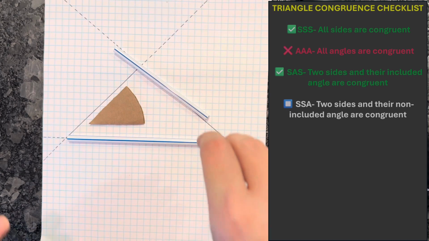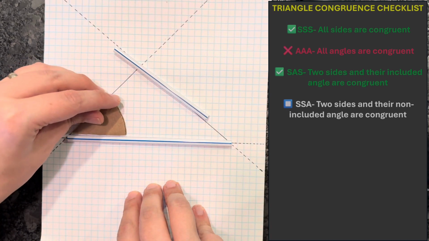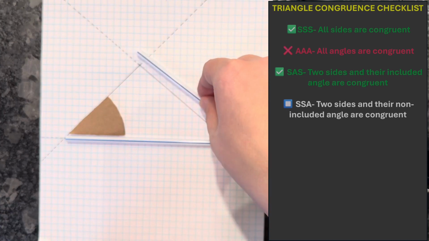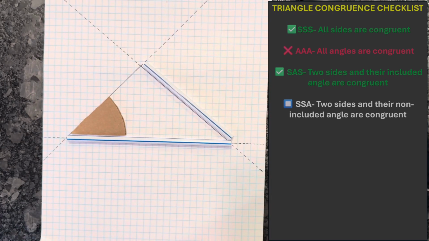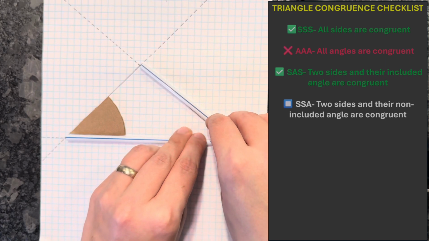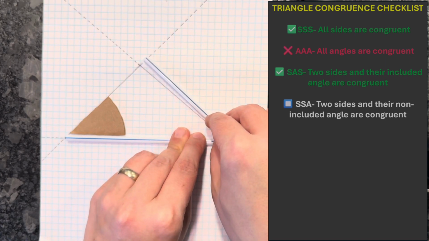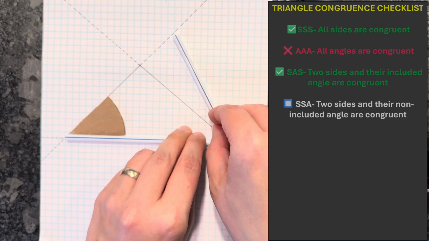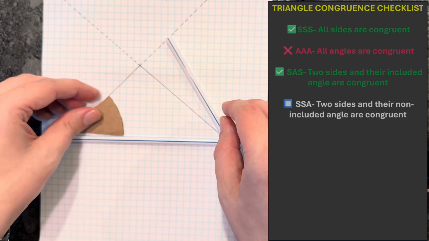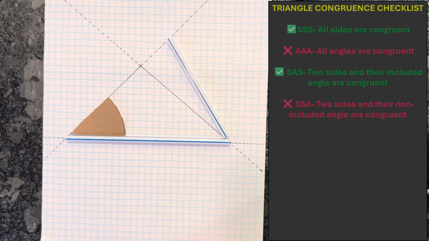Now let's test SSA, sometimes called side-side-angle. Since the angle is not included between the 2 sides, it might seem like it should work. But here's the issue. I can keep one side fixed while swinging the other side to create 2 different triangles, one wider and one more narrow. Because we can get 2 different results, SSA is not a valid congruence theorem.